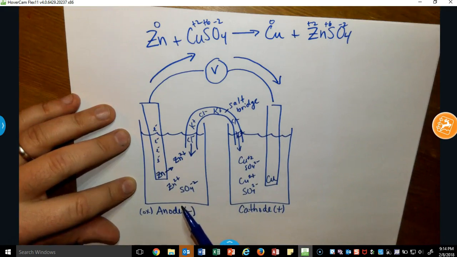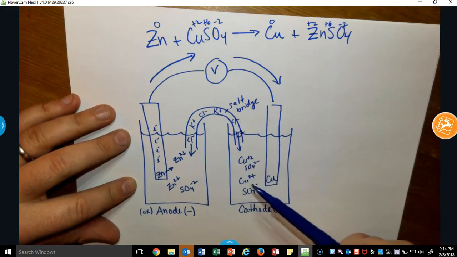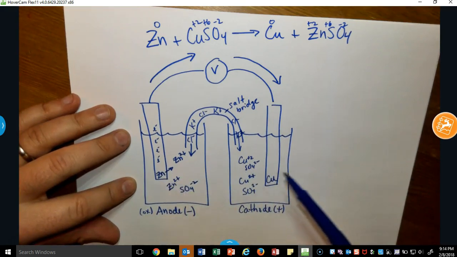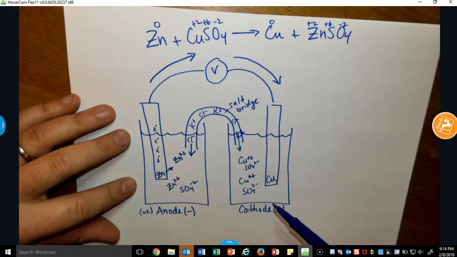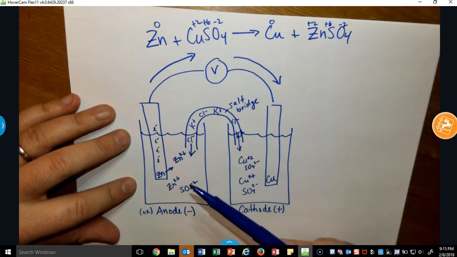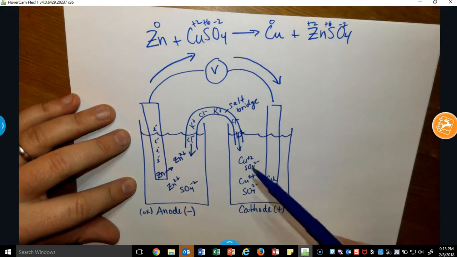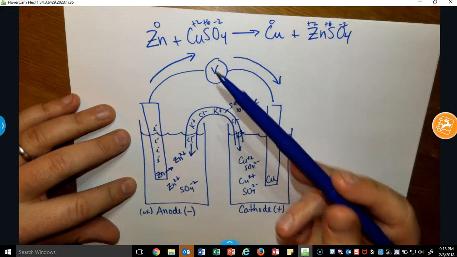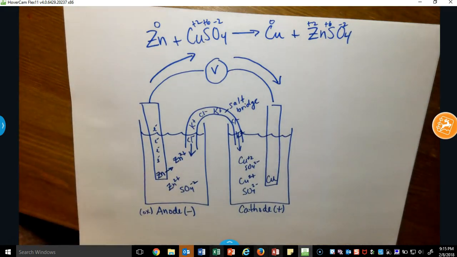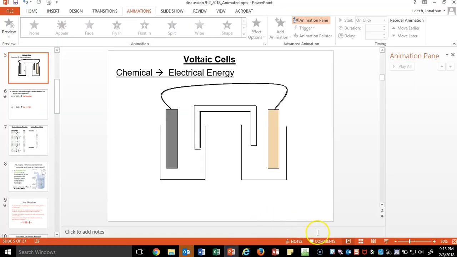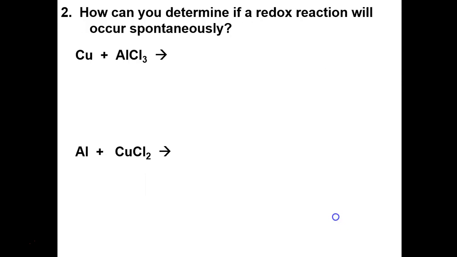Now, one thing I want to reiterate, whatever metal is more reactive will always go at the anode. And the things you want to be able to label in here are the electrodes, which one is the cathode and the anode, plus their charges. Right? You want to label the ions in solution, the salt bridge, and the voltmeter. Okay, so moving right along.